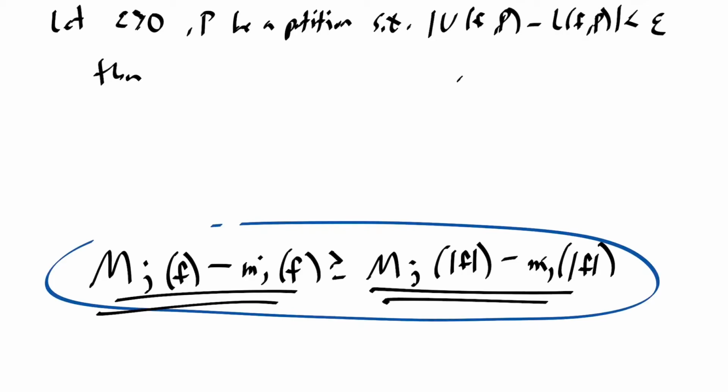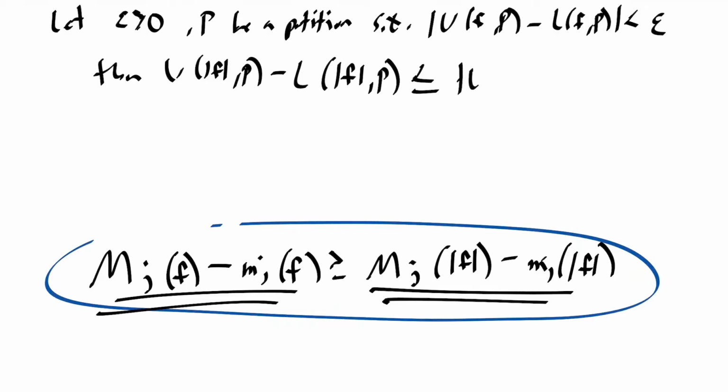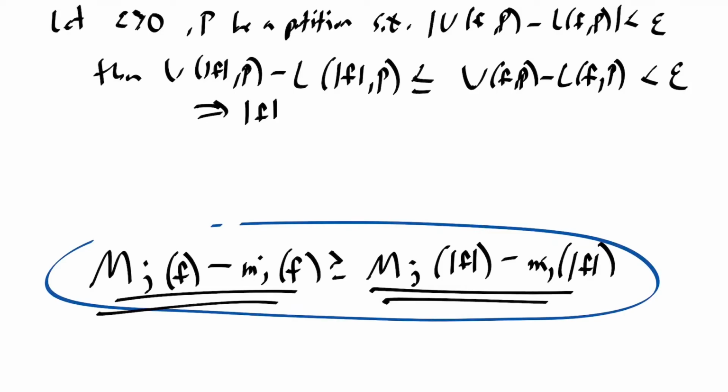That means that if we take our absolute values, then we're lower than our non-absolute values. Then U of absolute value of f, P minus L of absolute value of f, P is less than or equal to U of f, P minus L of f, P, which is less than epsilon. I guess I didn't really need all of my absolute values on the U's and L's there, because we know which one's larger. And so this implies that the absolute value of f is also integrable.